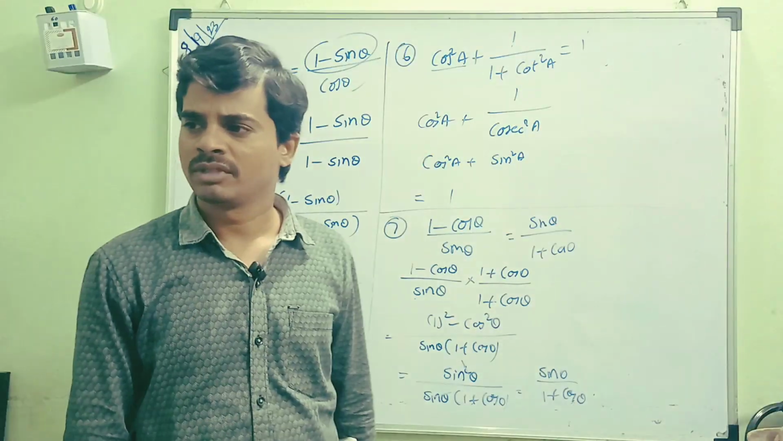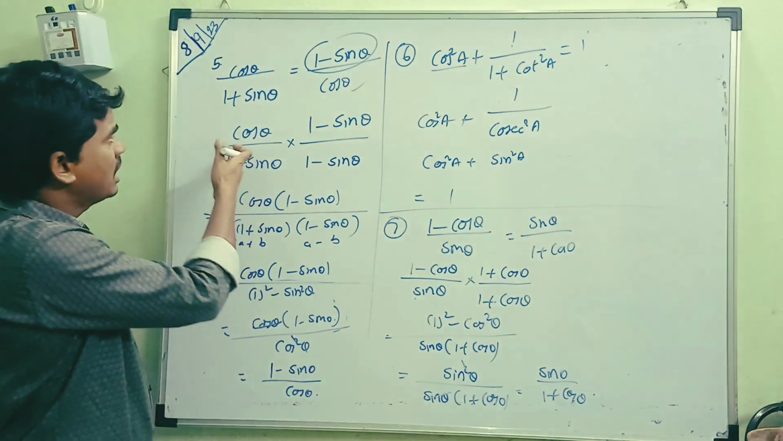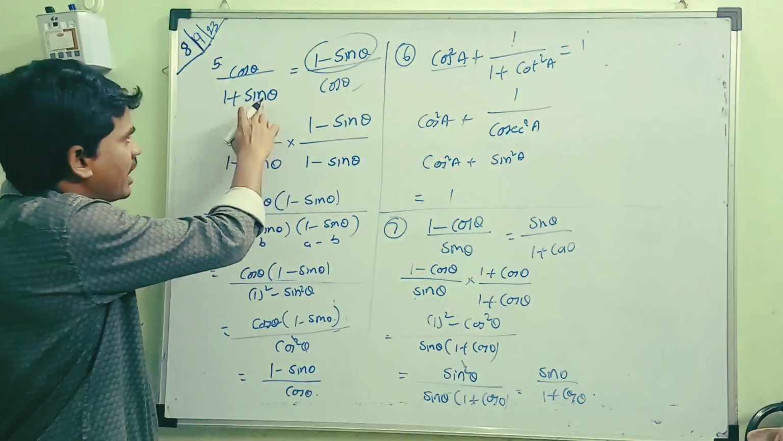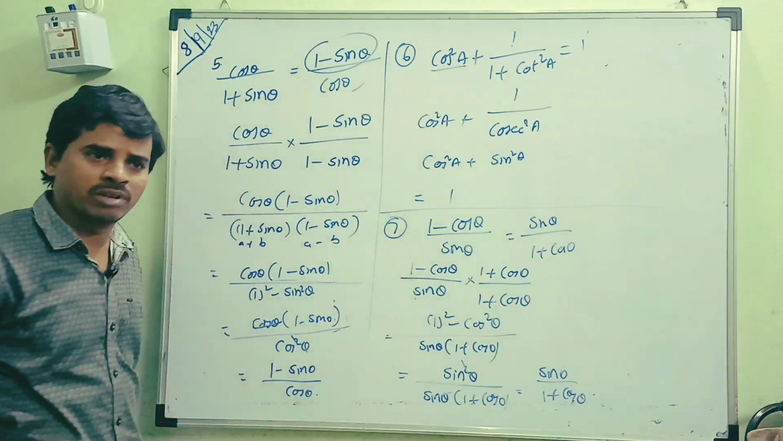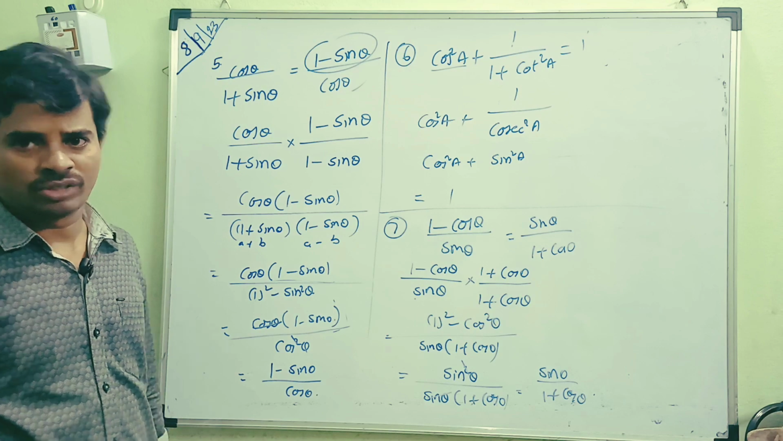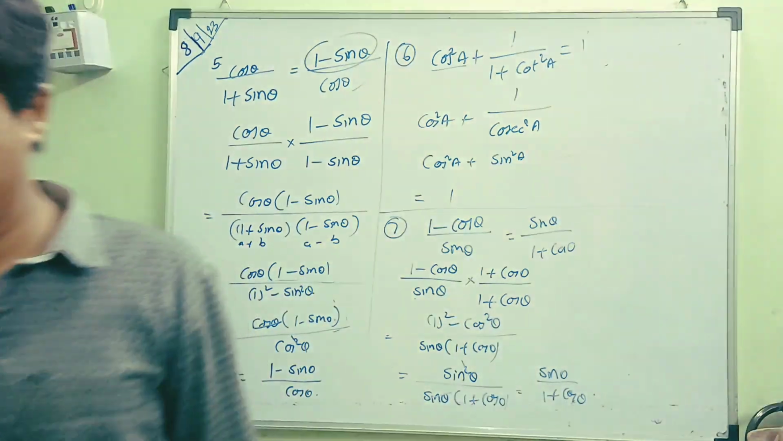Okay? The 5th and 7th are both the same. Just we rationalize the denominator in one, and the numerator in the other. That's it, opposite. Okay? Copy it first.